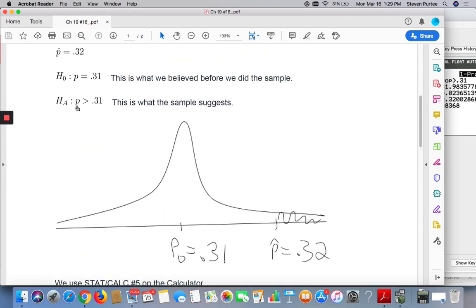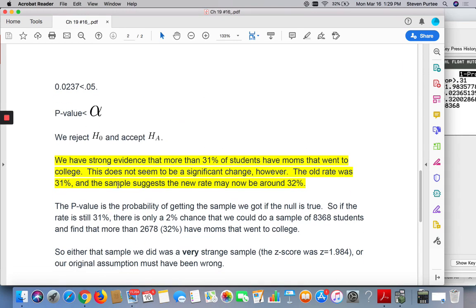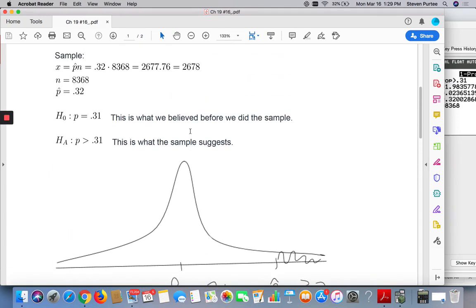What does this line right here say? It's that we have strong evidence that more than 31% of students said mom went to college. That's this line right here, our alternative hypothesis. That's what this says in words.